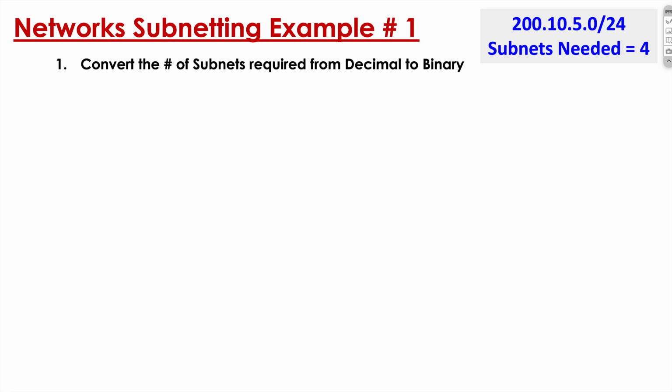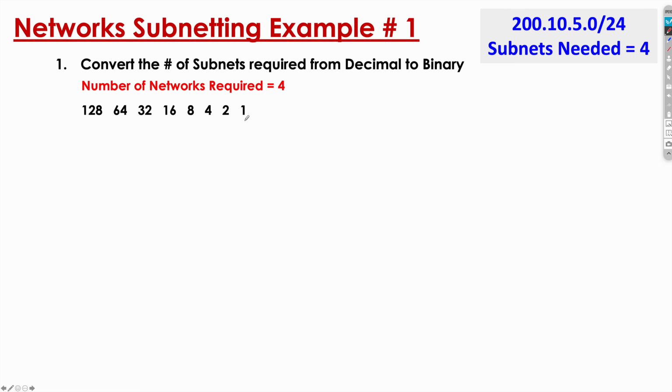So the first thing we do is we convert the number of subnets required from decimal to binary. So what are the total number of networks required? You need 4. So what that means is, if you guys remember, we talked about the handy dandy binary conversion chart, right? 1, 2, 4, 8, 16, 32, 64, 128. Now, if you need 4 out of these, we have to see how we can come up with number 4. Well, if this bit is on and all of the rest of the bits are off, that gives us a decimal value of 4. And that's exactly what we are after.